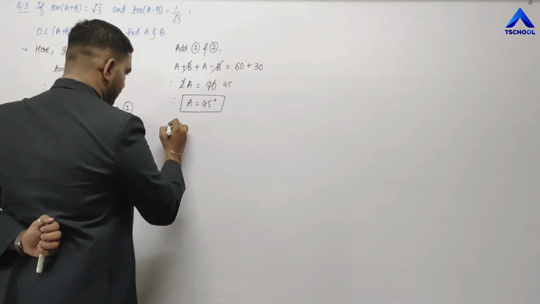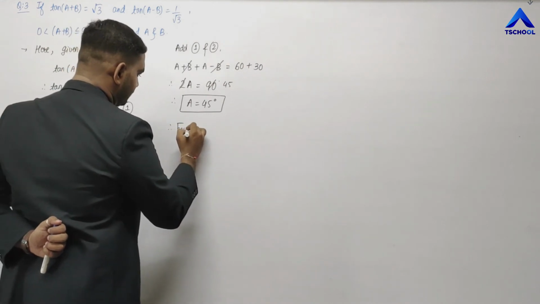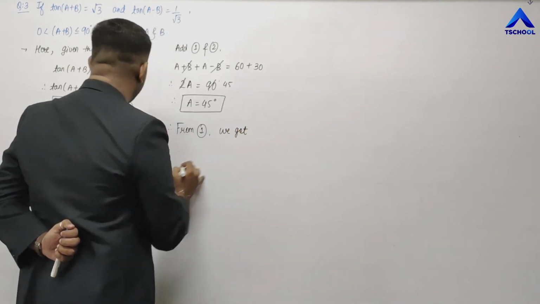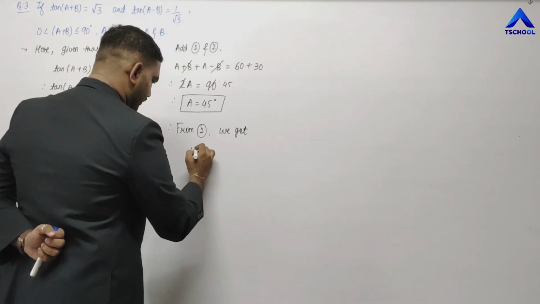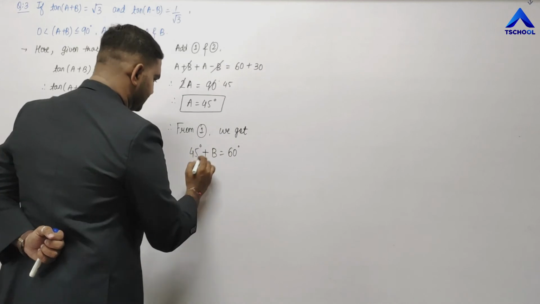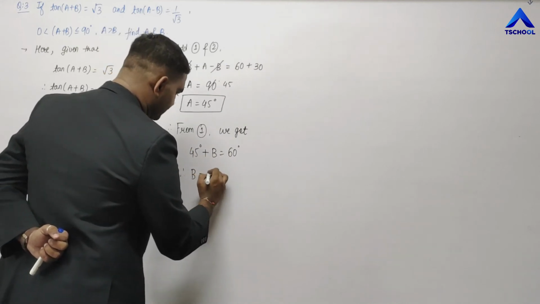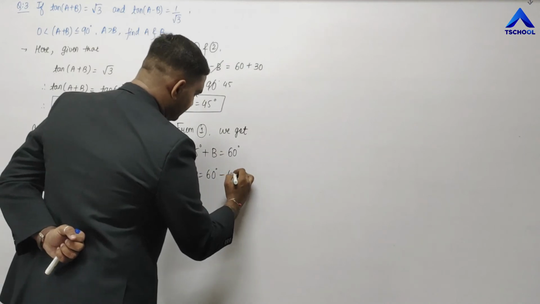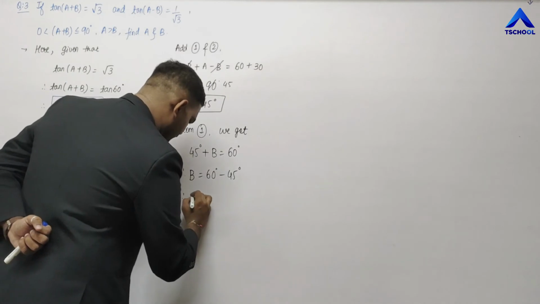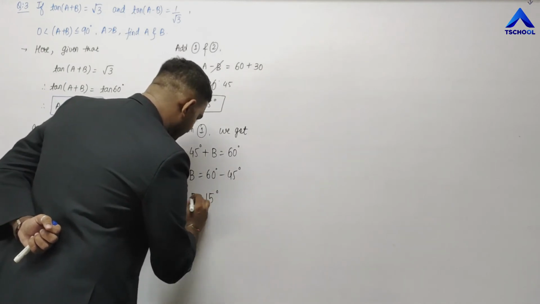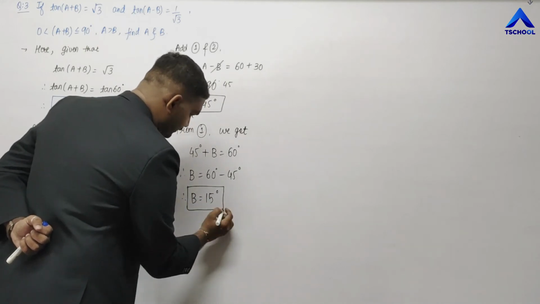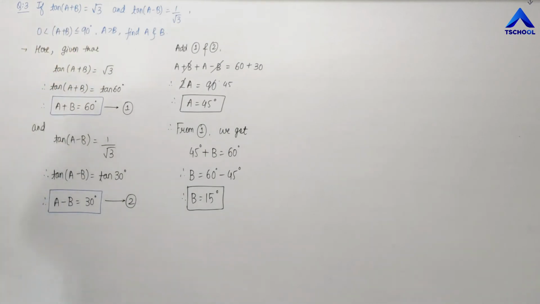Now, therefore, from equation 1 we get 45 plus B is equal to 60 degrees, and hence B is equal to 60 degrees minus 45 degrees. Therefore, B is equal to 15 degrees. Okay, B is equal to 15 degrees.